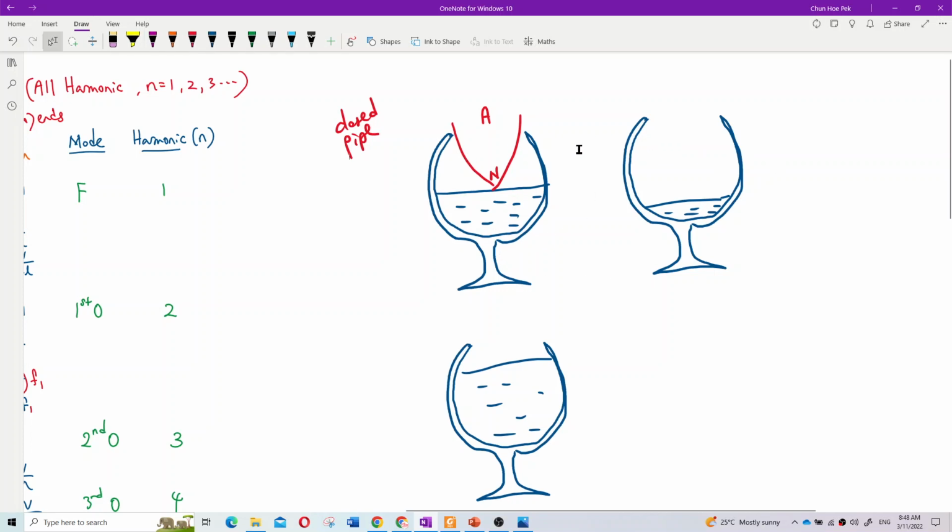Have you heard before of people making a performance using glasses of water with different water levels? Yes, sir. This is a closed pipe concept. This is the closed end, and this is the open end. At the closed end, the air particle cannot vibrate, so it becomes the node. And the open end becomes the antinode because the air particle can vibrate easily.